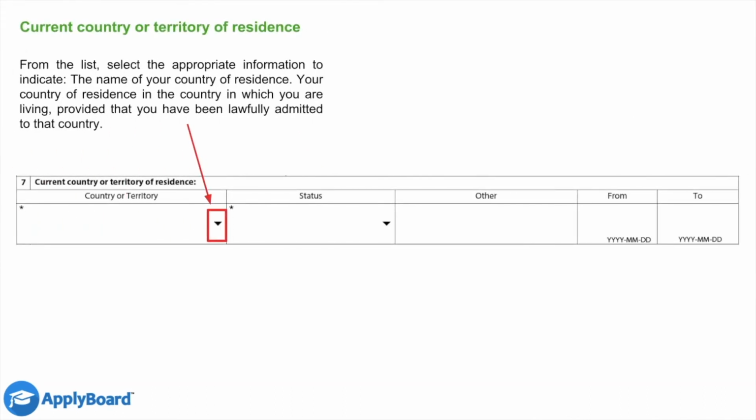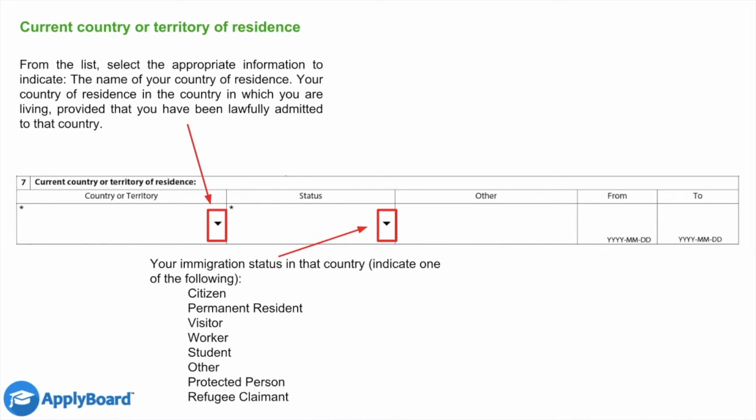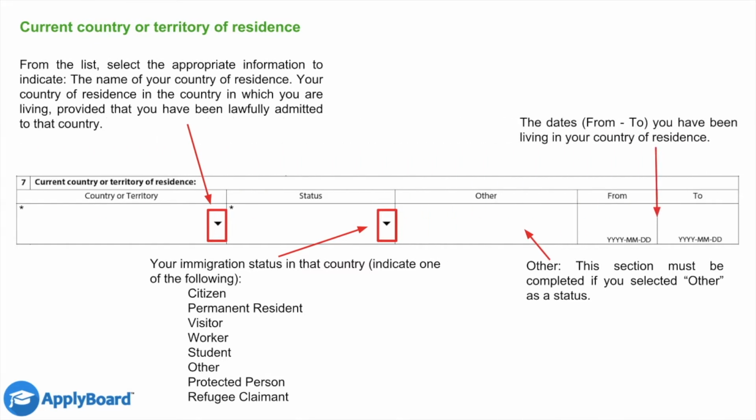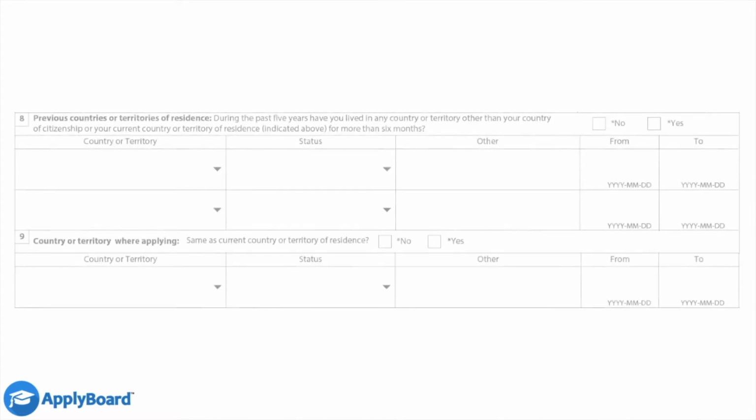From the list, select the appropriate information to indicate the name of your country of residence, the country in which you are living, provided that you have been lawfully admitted to that country. Your immigration status in that country, indicate one of the following: citizen, permanent resident, visitor, worker, student, other, protected person, refugee claimant. Other: this section must be completed if you selected Other as a status. The dates, from and to, you've been living in your country of residence.